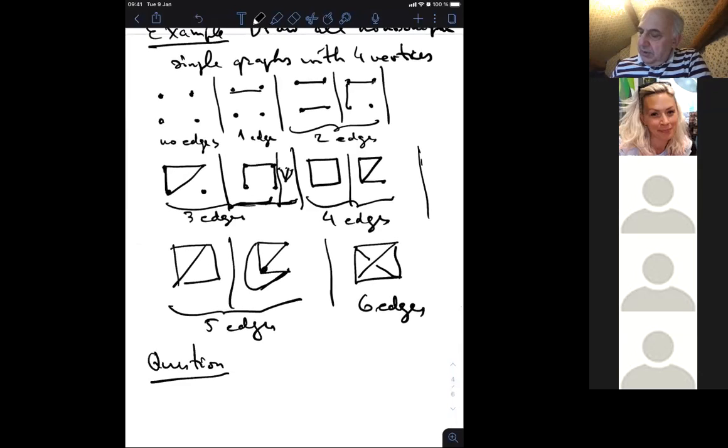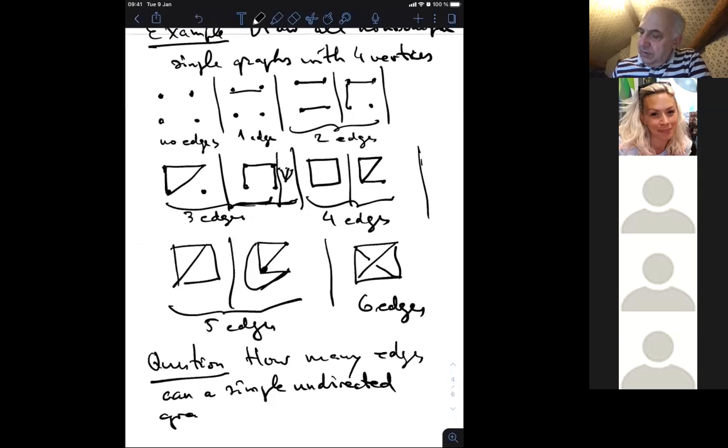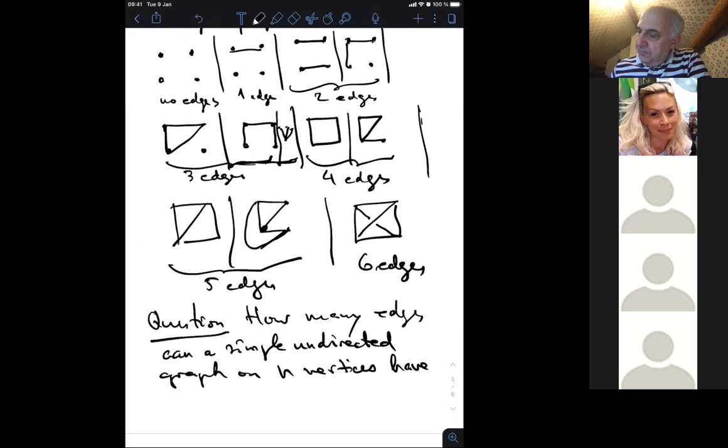So how many edges can a simple, undirected graph on n vertices have? So what is the maximal number of edges we can put in if we do not allow multiple edges and we do not allow loops?